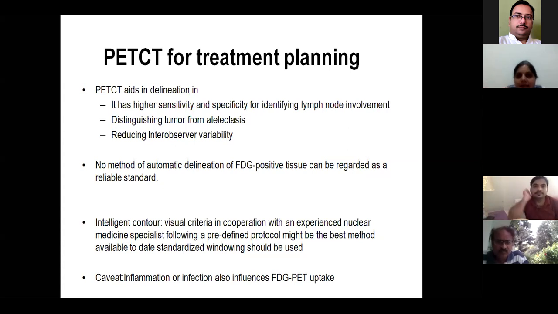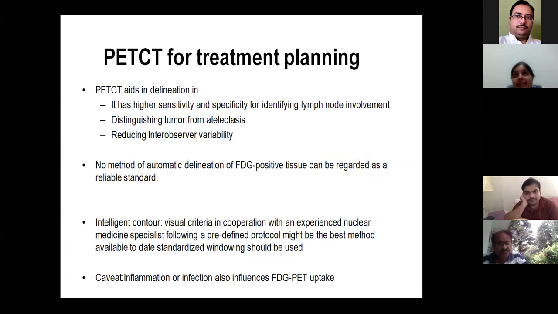The second thing that PET helps us with is distinguishing the tumor from atelectasis. And I'll show you an example. Because of these factors, it helps in decreasing the inter-observer variability in delineation.